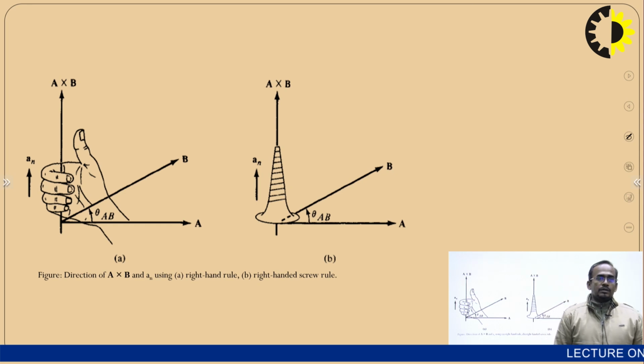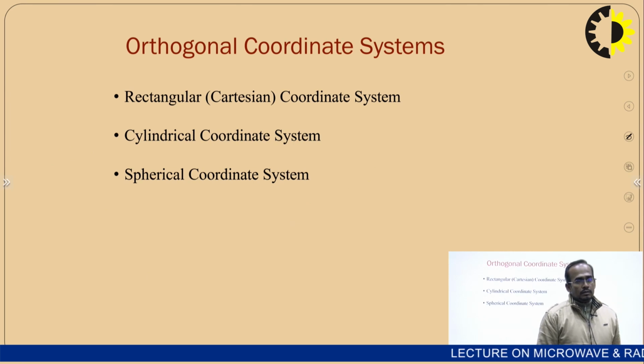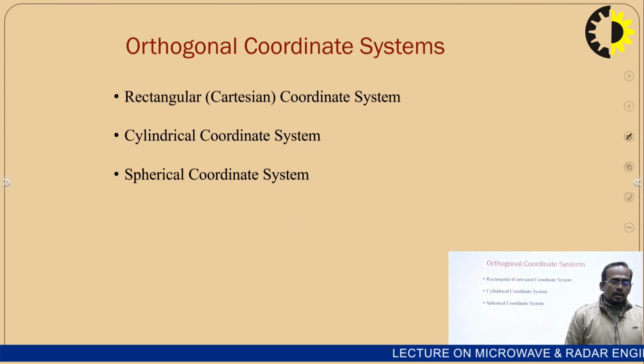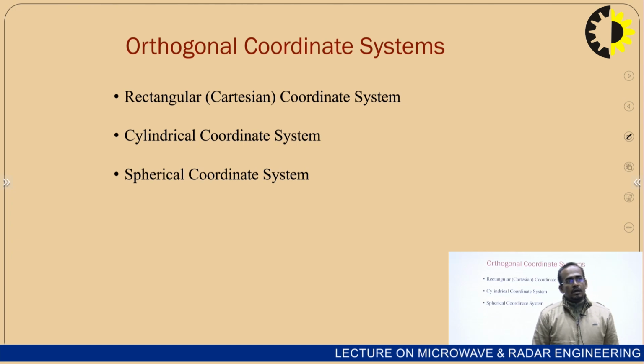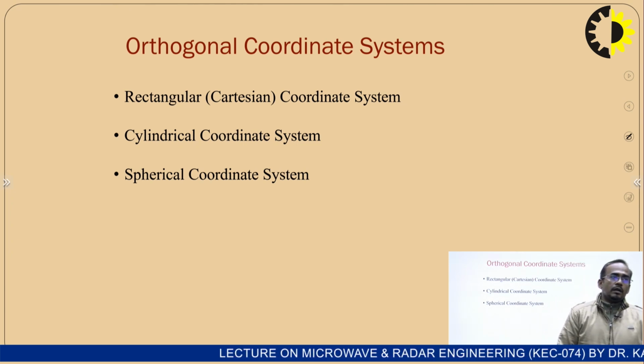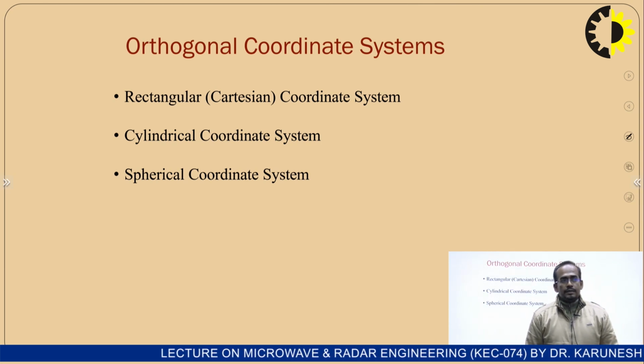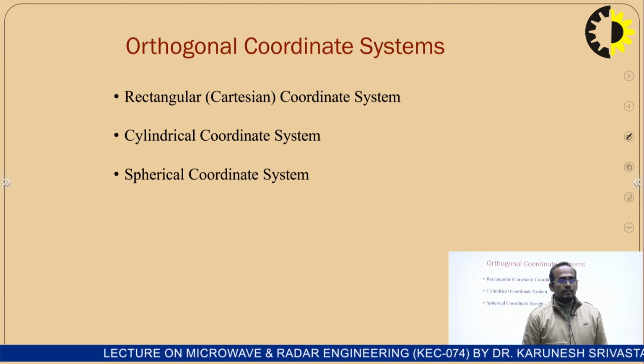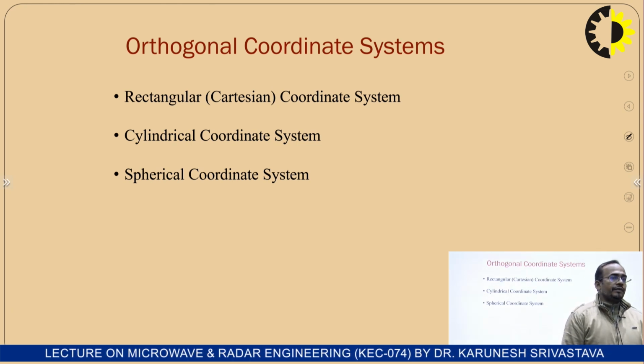Similarly, from the right hand screw law, you can see that this A cross B is perpendicular to the plane of vector A and B. Now, coming to the basics, these are the orthogonal coordinate systems. Basically, there are three types of coordinate system: rectangular or Cartesian coordinate system, cylindrical coordinate system and spherical coordinate system.